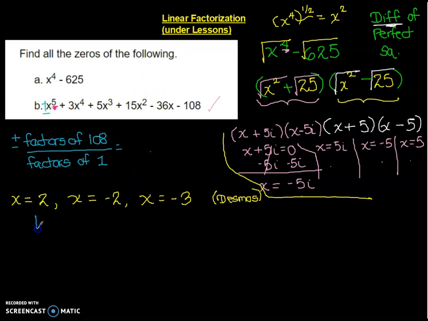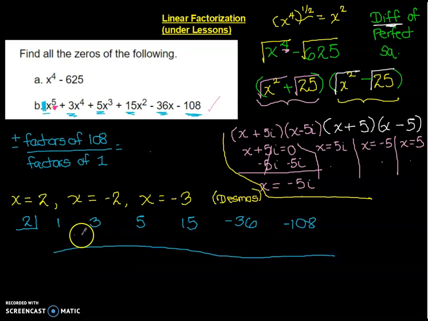I am going to put 2 in the box, and I'm going to bring down all of the coefficients, which is 1, 3, 5, 15, -36, -108. Okay, and from here, start synthetic division. Sorry, I cannot draw straight lines. You already knew that. Bring down the 1.